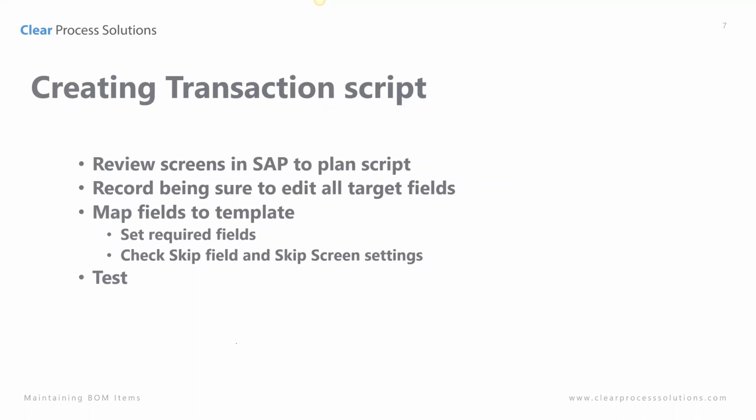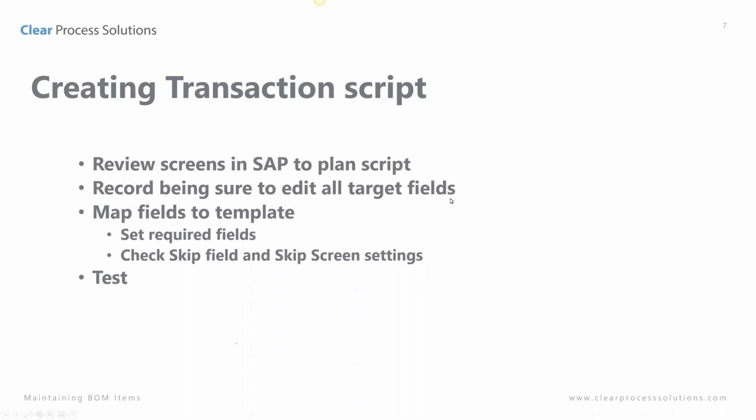Okay, so we're going to create a transaction script, and these are the same steps you would use to create most any transaction script in Winshuttle. You want to go into SAP manually before you start recording and review the screens and the buttons and the fields that you want to work with. Then you want to record, making sure you touched all the fields that you want to be in the script. Then you map the fields. Once you're done with the recording, you map fields to the Excel template.